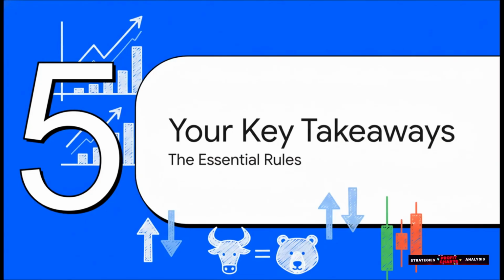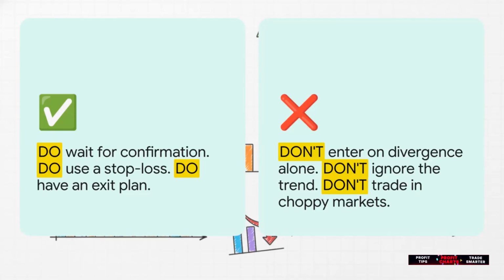All right, let's bring it all home and boil everything we've talked about down to the absolute essential rules. If you only remember one thing from this whole explainer, make it what's on this next slide. So here it is, plain and simple. The do's: you do wait for that confirmation signal. You do use a protective stop loss on every single trade. And you do have a clear exit plan before you enter.